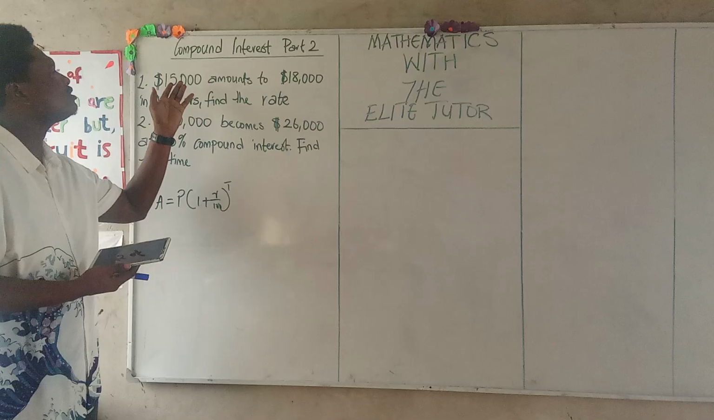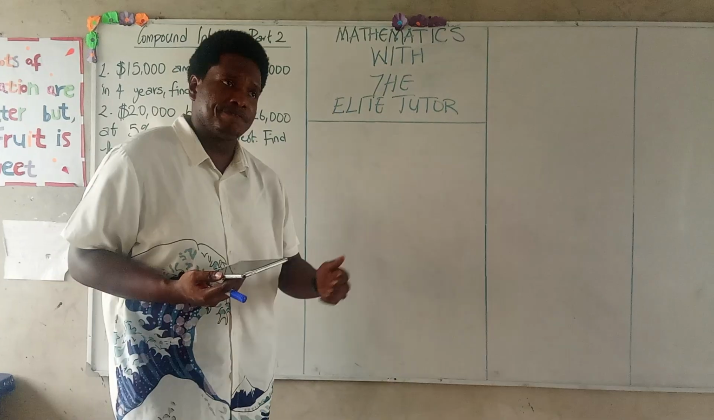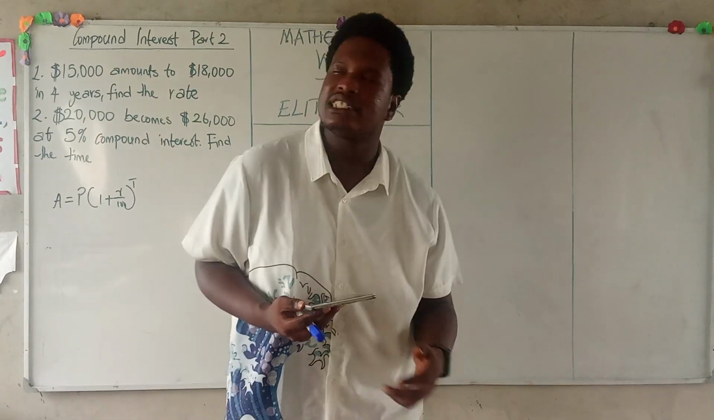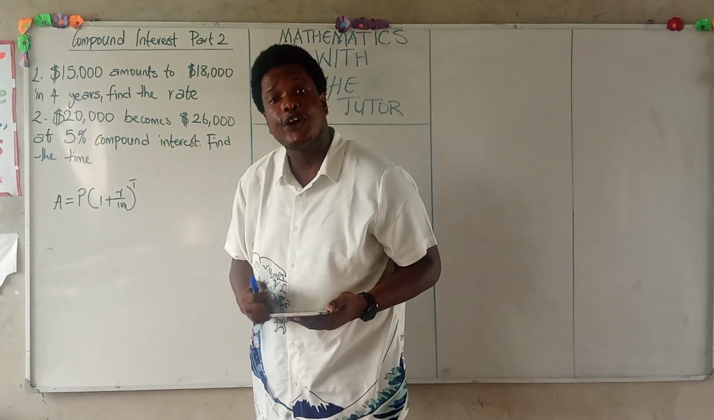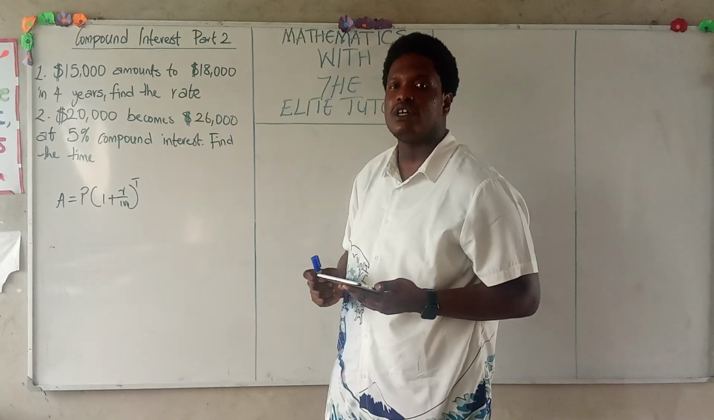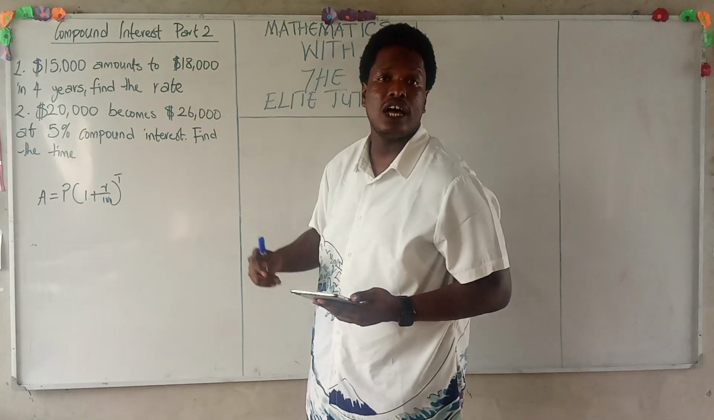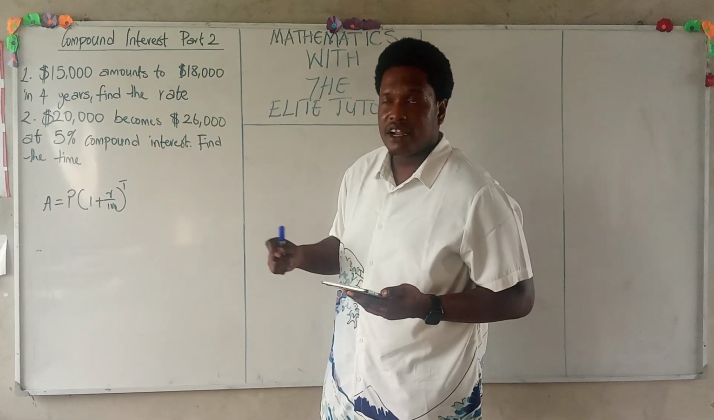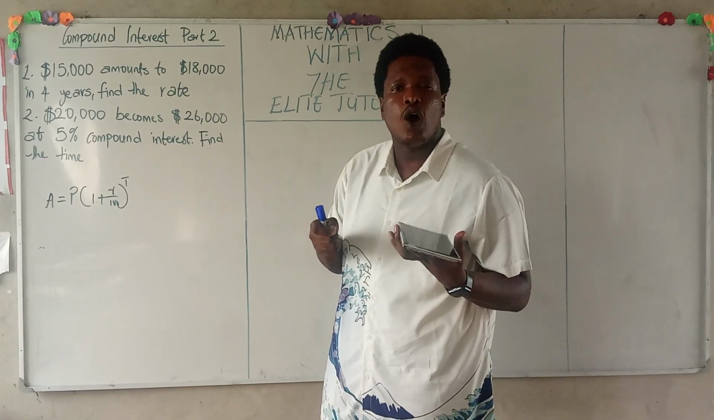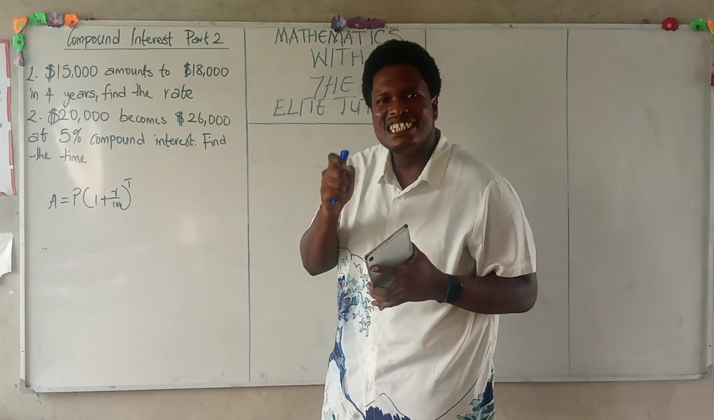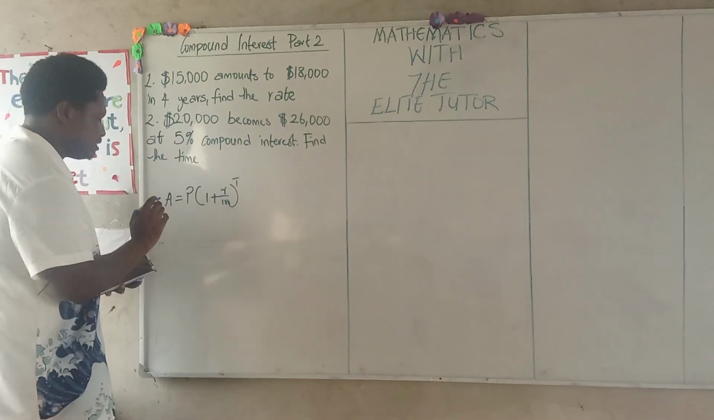Now they say $15,000 amounts to $18,000. What does this mean? It simply means that $15,000 was invested, and after 4 years, the $15,000 grew to $18,000. So this makes our $15,000 our principal and our $18,000 our amount. Yes, because our amount takes into consideration both the principal and the interest. So we have that. Let's bring out our parameters.